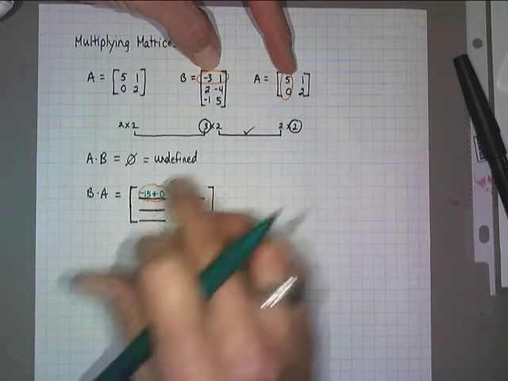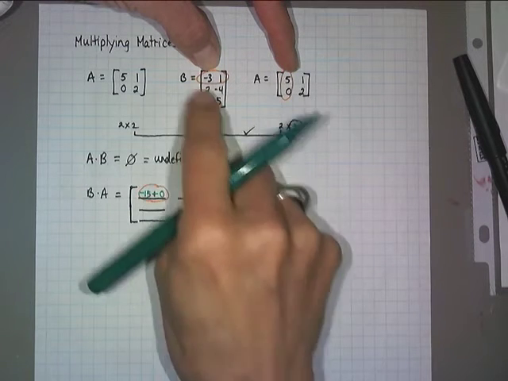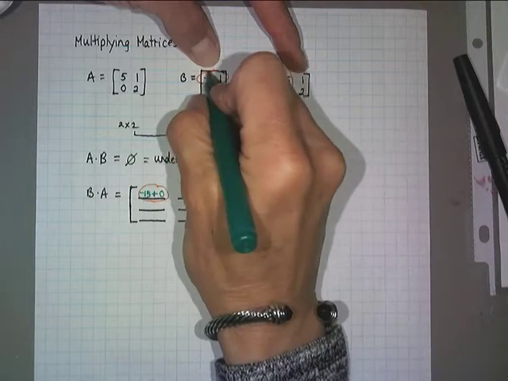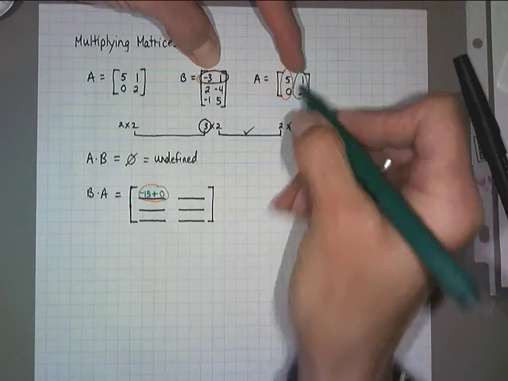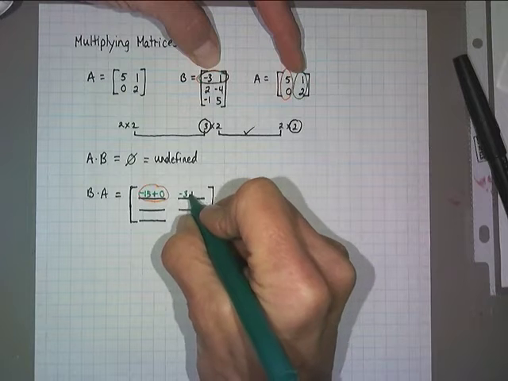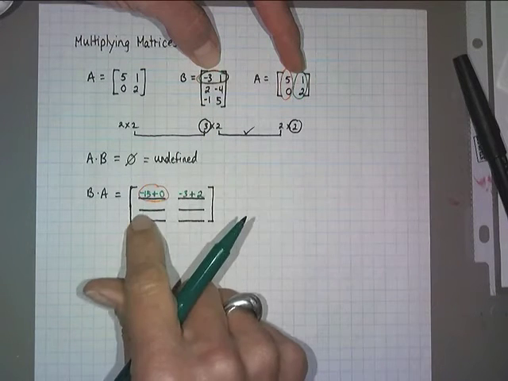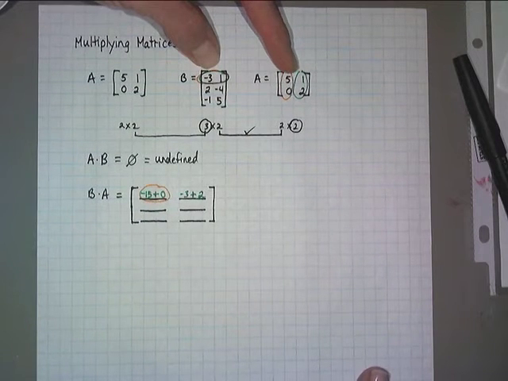So think ahead. What will the first row, second column go right here? So first row, second column. Negative 3 times 1 is negative 3. You're going to be adding it to 1 times 2. Keep going in that same fashion and complete each row, each column of your product matrix.